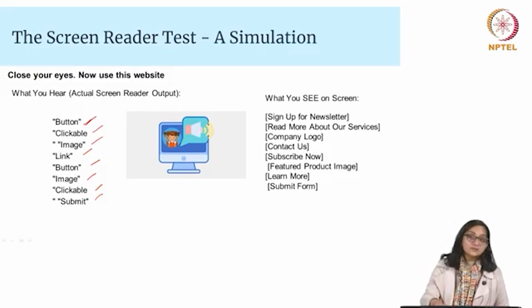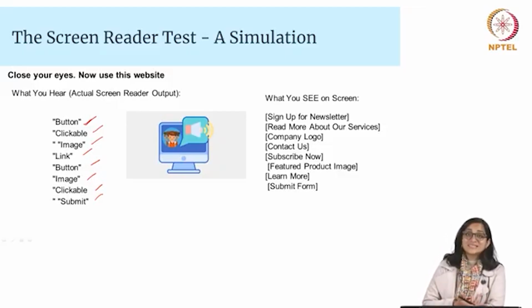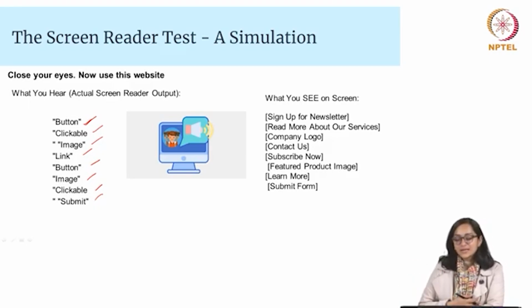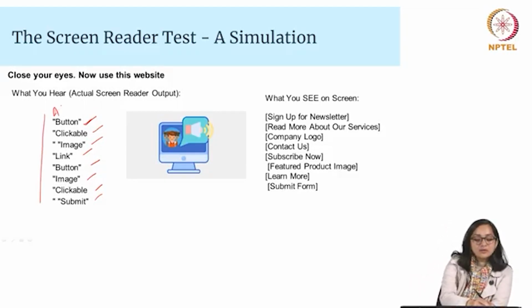But what you see on the screen is: sign up for the newsletter, then there is a button. Read more about our services, that is clickable. The alt text says clickable. Company logo, alt text says image. Subscribe now, contact us, featured product image. Clickable, learn more, submit form. Here the alt text just says image. The screen reader will only access the alt text.